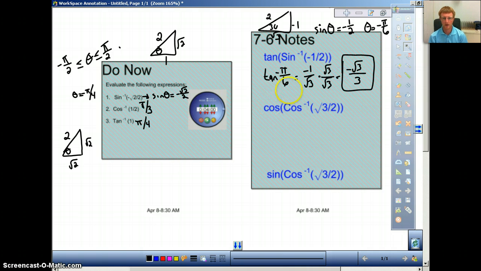Okay, we go to the cosine. We talked about this yesterday. An inverse cosine and a regular cosine are just simply going to cancel out, always. If you have the same thing, an inverse and a non-inverse, they will always cancel out. And our answer here is just square root of 3 over 2.